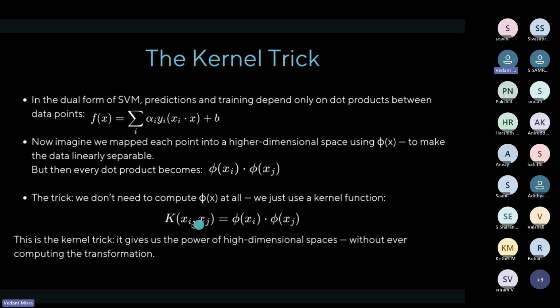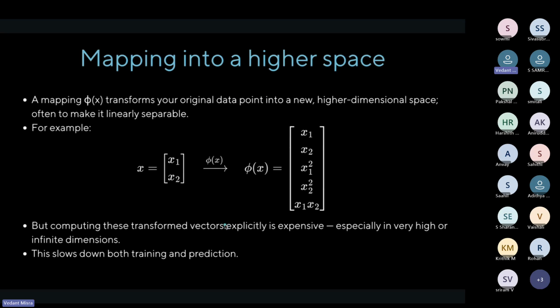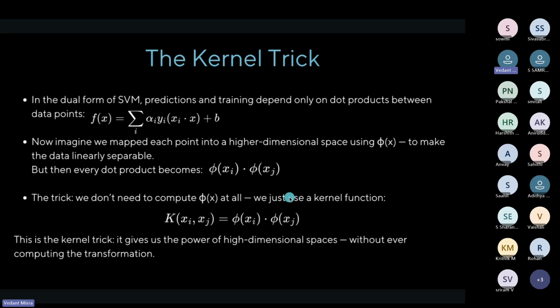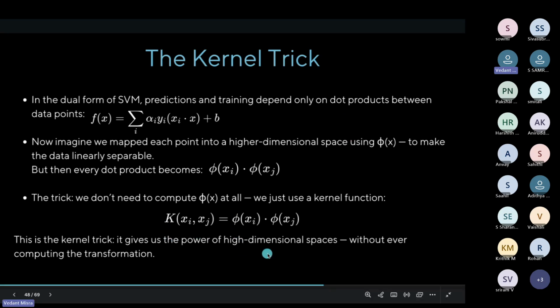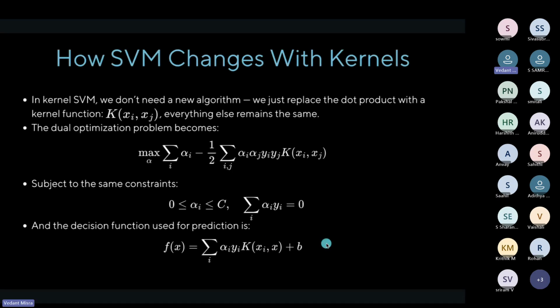So this function that we use is called the kernel. The kernel is basically the dot product of the two vectors in that transformed space, but you don't have to go to that space. So that's why this is called implicitly lifting it, because we're not actually looking at the transformed vectors. We're just assuming that, okay, if we were to transform it, this is what the dot product would become. So this gives us the power to use high dimensional spaces without even computing the transformation. So that's the kernel trick.